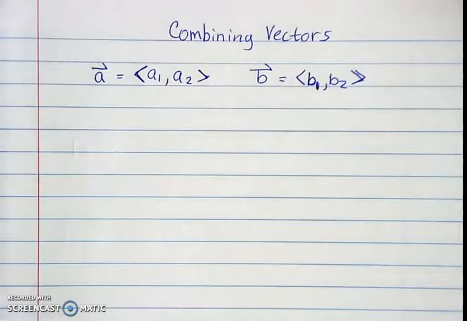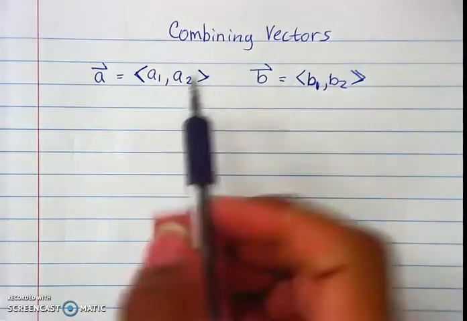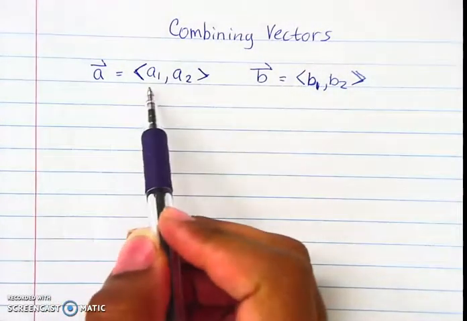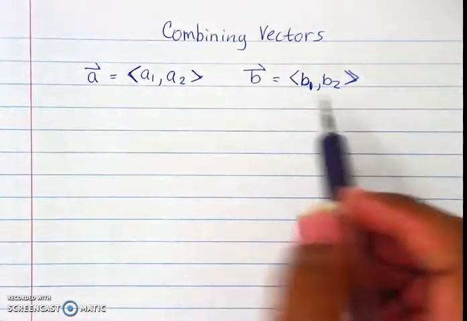All right, here's the last thing about vectors that we're going to do right now. We're going to combine vectors using addition, subtraction, and scalar multiplication. It's going to be so easy, so simple. You'll be like, oh my gosh, that's it. And I'm like, that's it. That's all she wrote. So let's say vector A is A1, A2, and vector B is B1, B2.